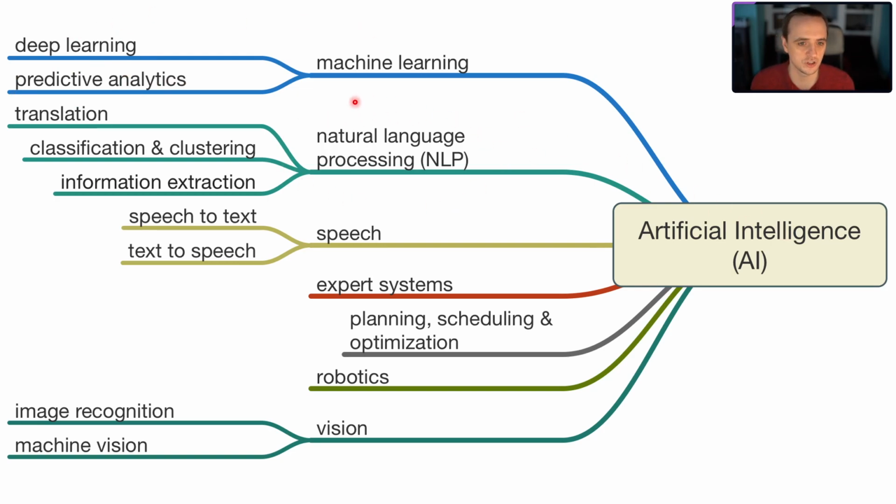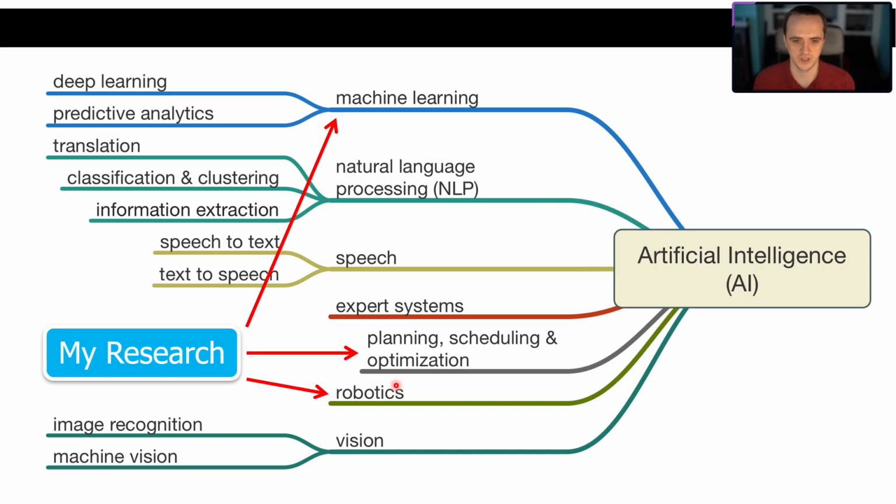We could have natural language processing. So this would be things like Google Translate, translation, classification, information extraction. We could have speech, that's part of AI, expert systems, planning, scheduling, and optimization, robotics, vision. So these are some of the application domains for artificial intelligence.